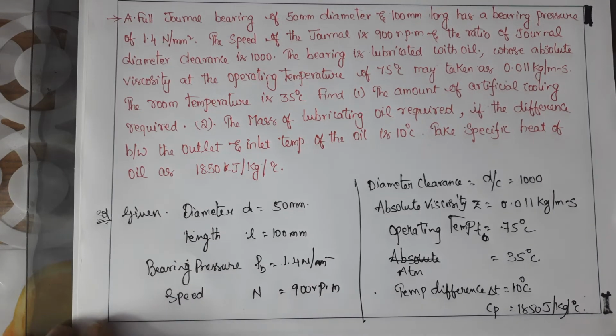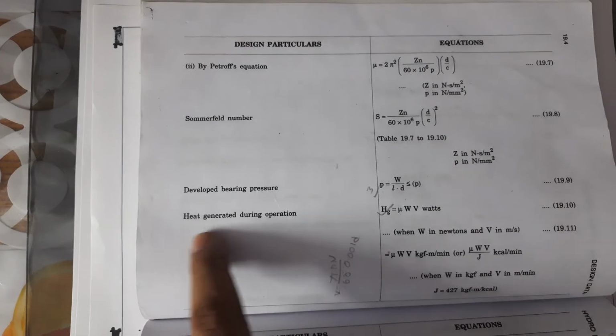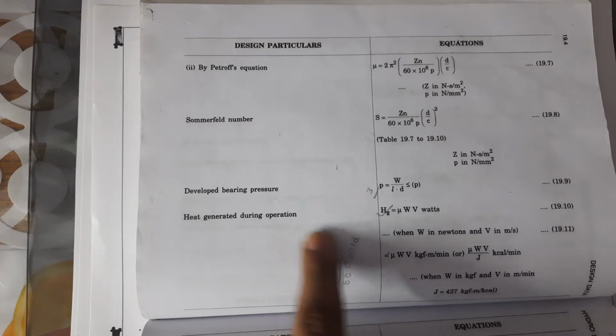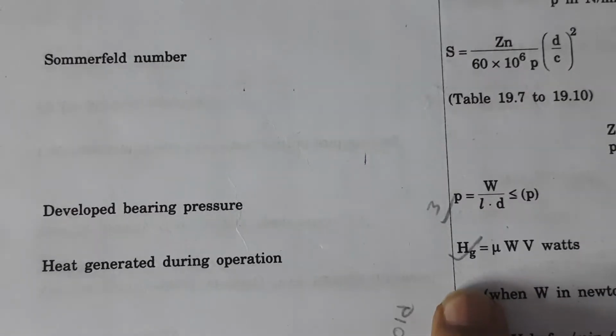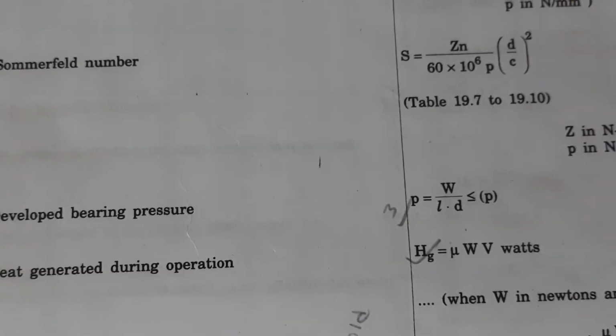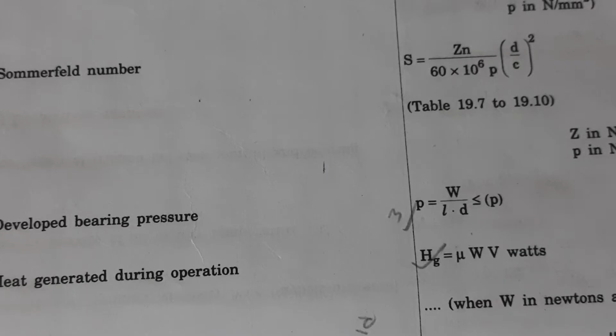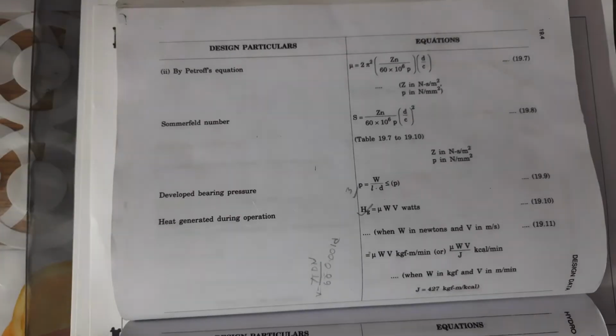Okay, the heat generated is calculated by Qg is equal to mu into W into V. This is the formula that we have in the data book. In the data book, page number 19.4, you can find the data regarding the heat generated during the operation. So Qg is equal to mu WV watts. This is the heat generated formula.